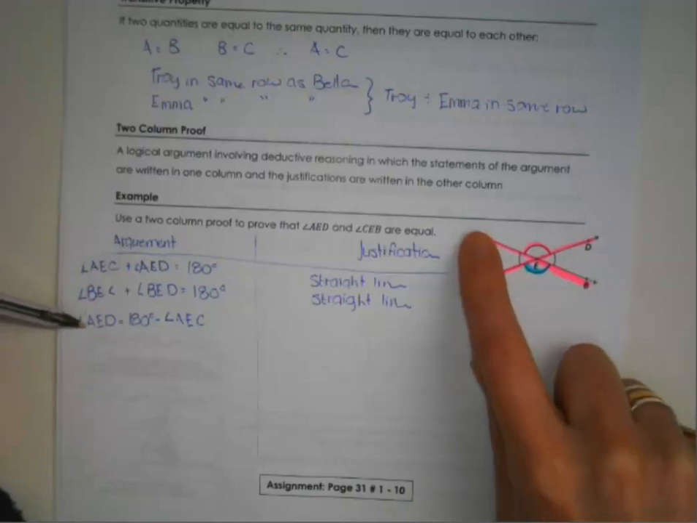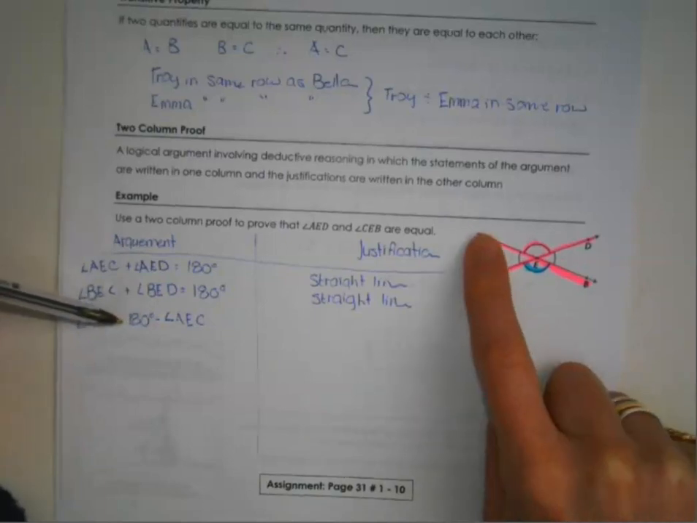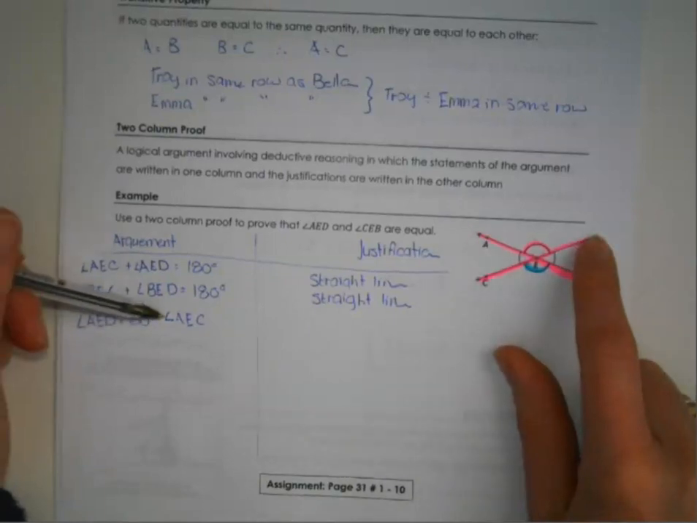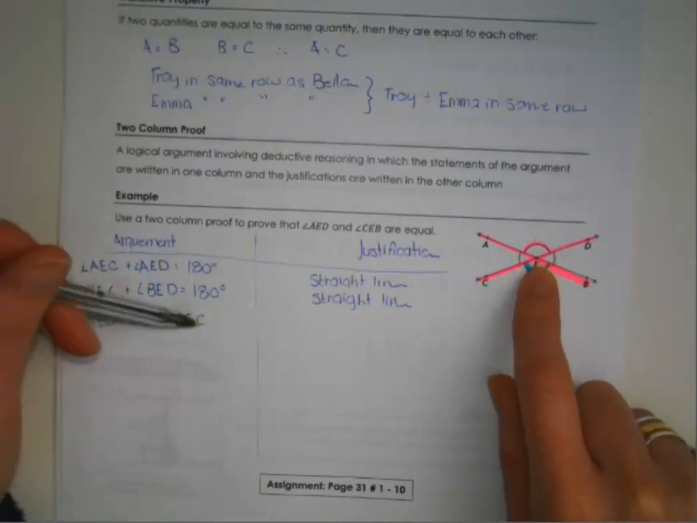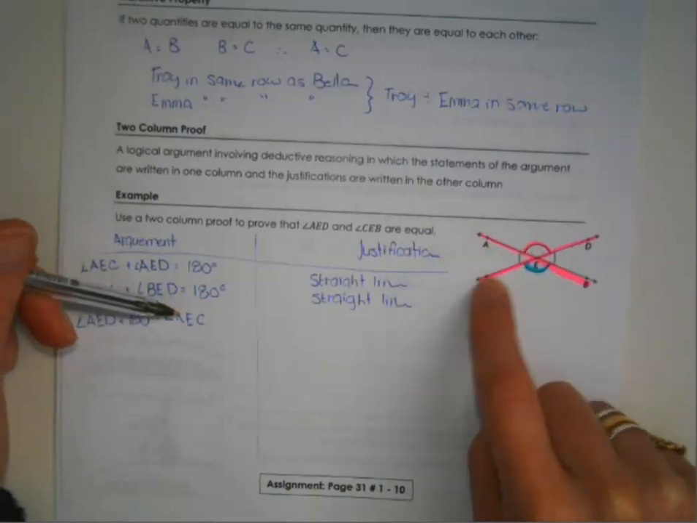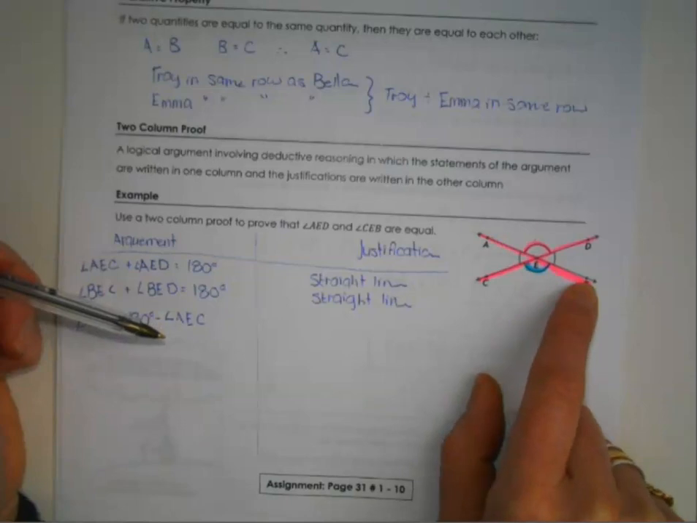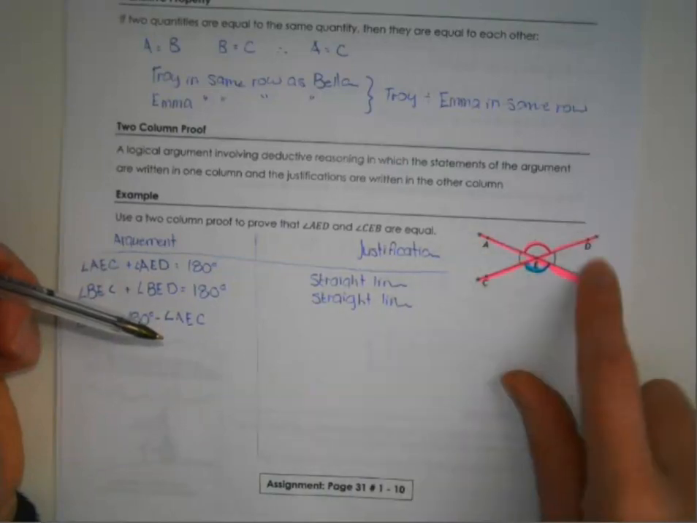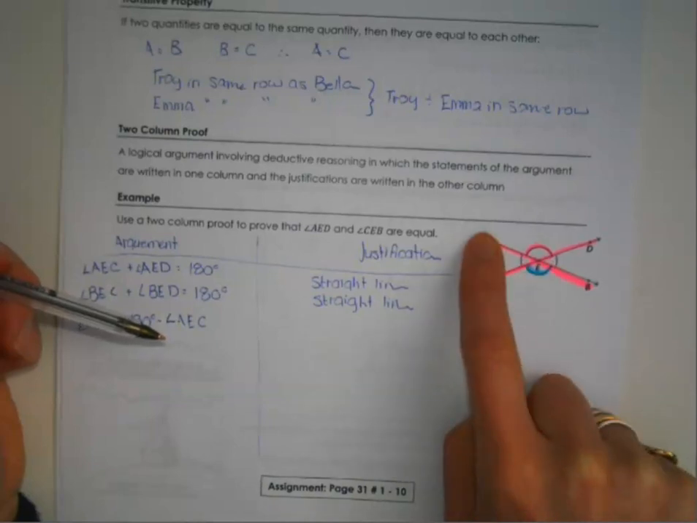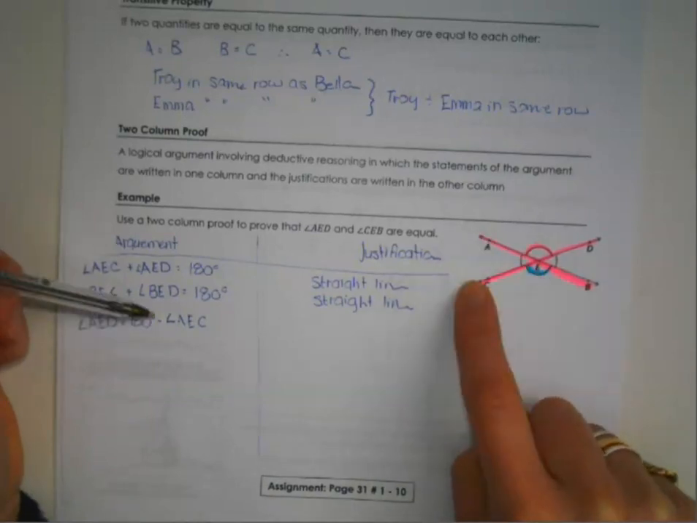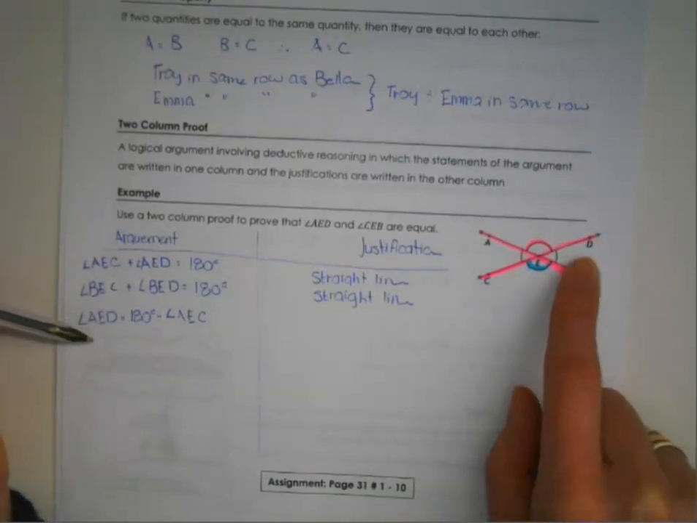Actually, you guys, I think what we might want to do here instead is, because we want to prove that AED is equal to CEB, now that I see the proof for AED, it's 180 minus AEC. If we were to use this straight line instead of this straight line for this one, then we could show that angle CEB is equal to 180 minus AEC, which is the same as what AED is, and then by the transitive property they would be the same.